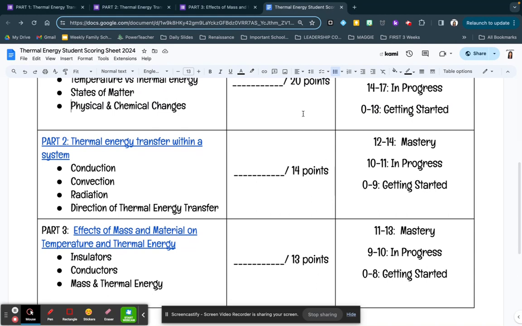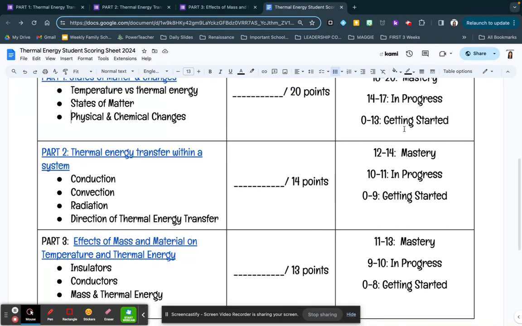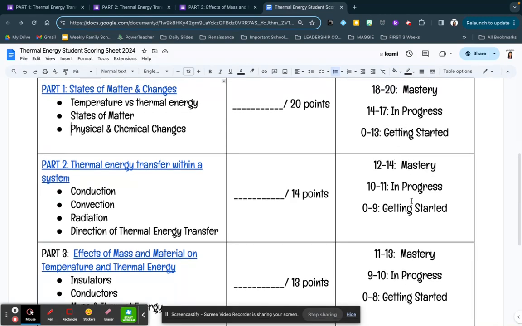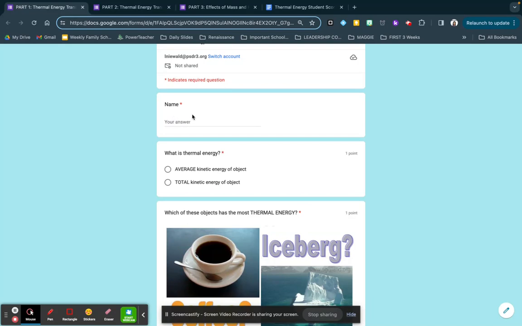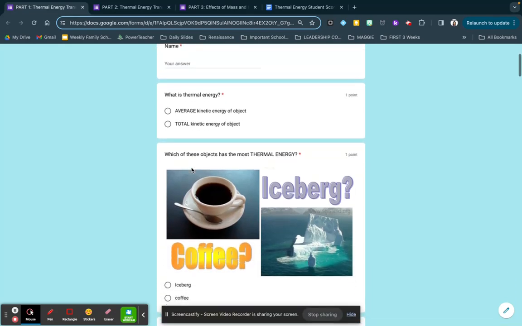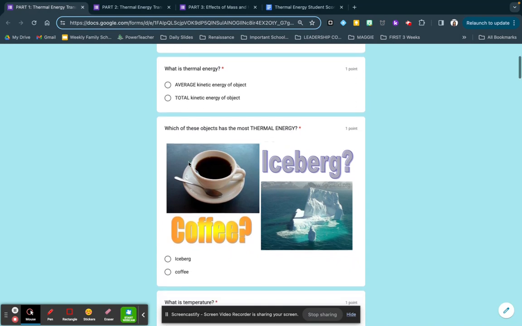Each section is worth a few different points off to the side, based on how much you receive in points. That'll show mastery, in progress, or getting started for those specific skills. Okay, here we go. Part 1. So obviously click in your full name here. Last initial is fine if there's no other person with that same name in 6th grade.